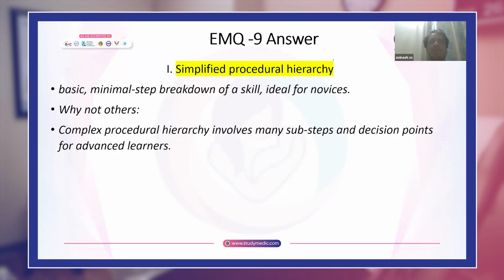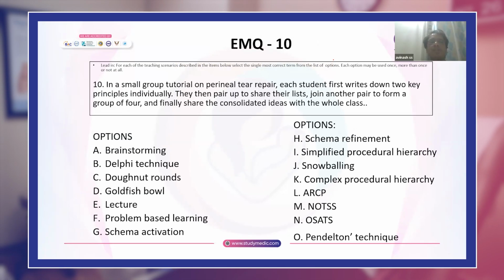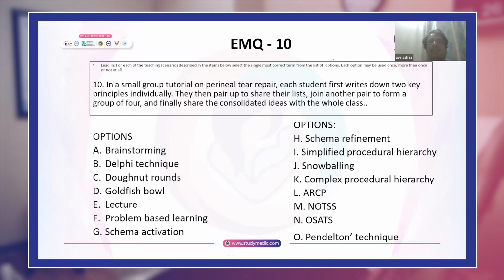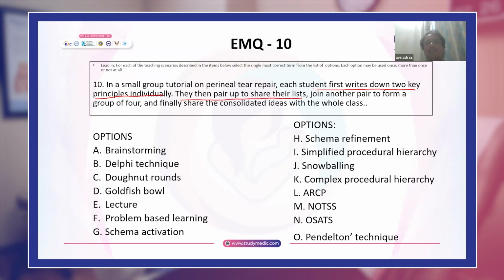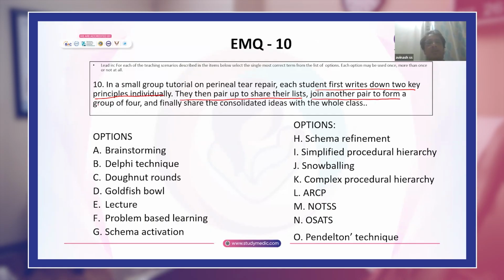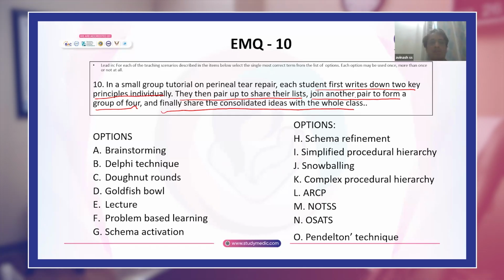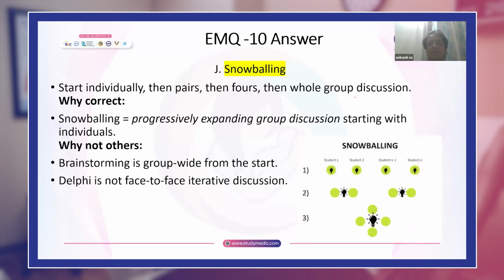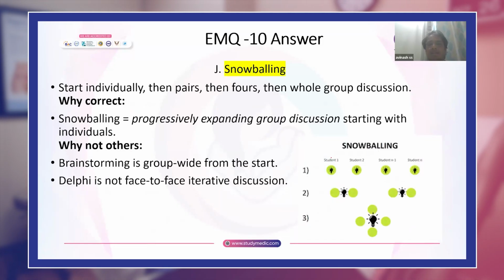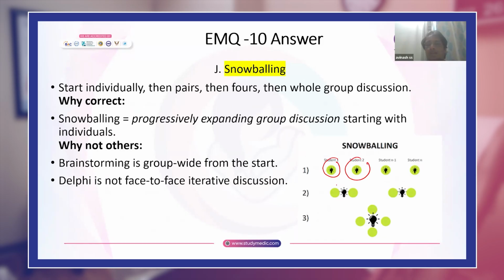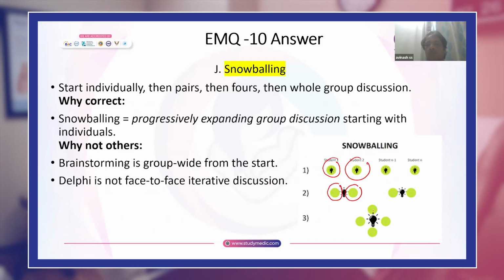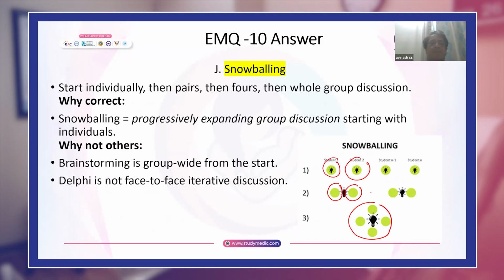We will see how. This is another scenario. In a small group tutorial on perineal tear repair, each student first writes down 2 key principles individually. Then they pair up to share their lists, and join another pair to form a group of 4. Then they finally share the consolidated ideas with the whole class. So it is snowballing. That means initially it starts individually, then they discuss in a group of 2, then in a group of 4, and so on.